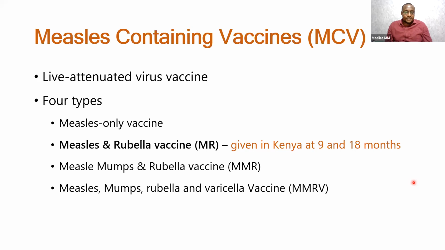You can also give measles, mumps, and rubella. This may be available in some private hospitals, but the government ones are just measles and rubella. You can also have measles, mumps, rubella, and varicella vaccine. And all these are live attenuated vaccines. So any idea why we are repeating at 18 months?